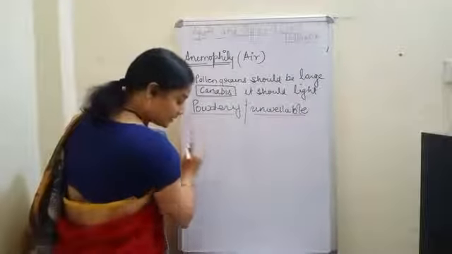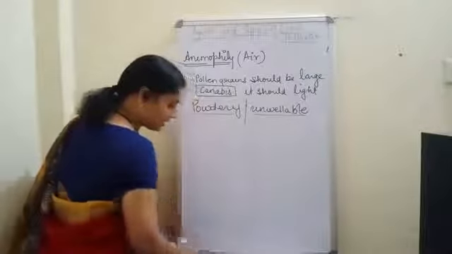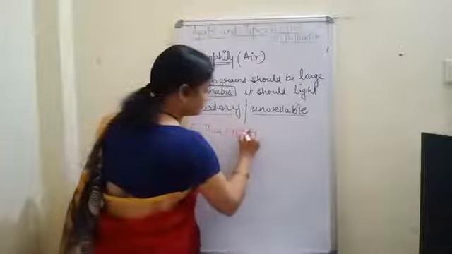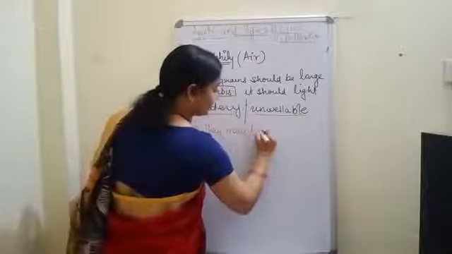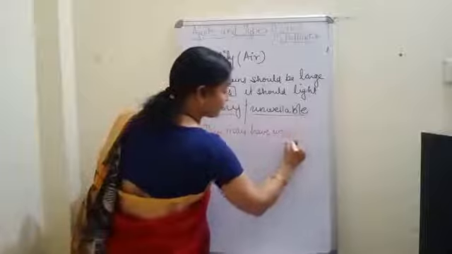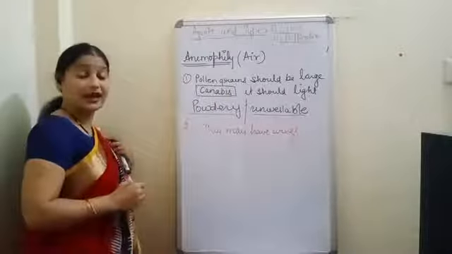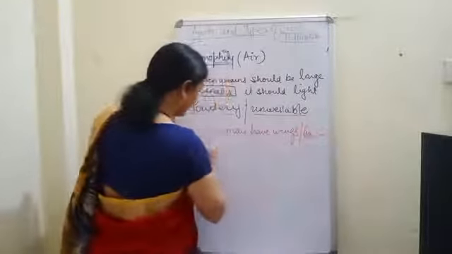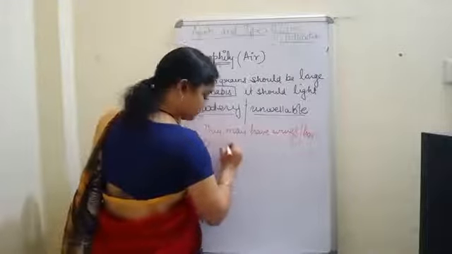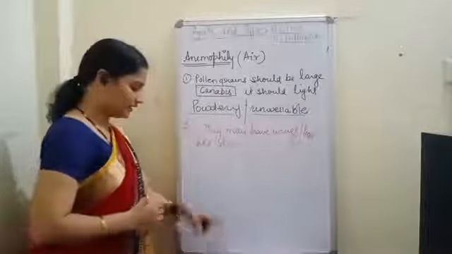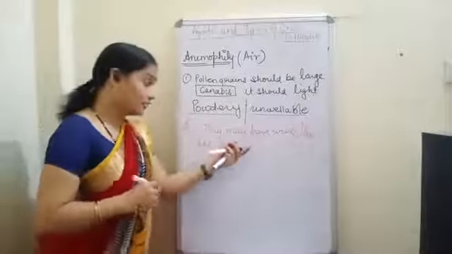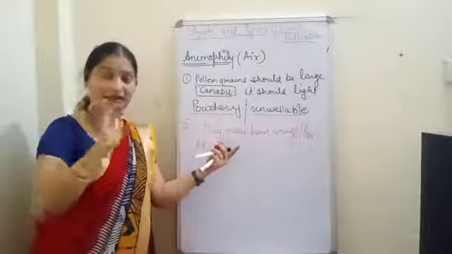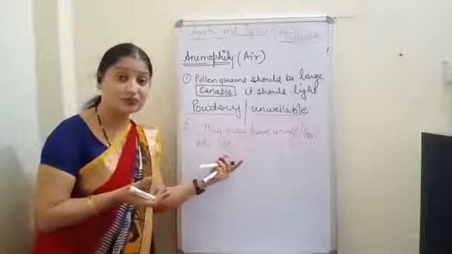Second situation is that they may have wings. I told you that they may have either wings or hair-like projections or hair-like structure. If they have wings, it will become very easy for them to fly. If they have the hair-like structure, it will become very easy to fly.